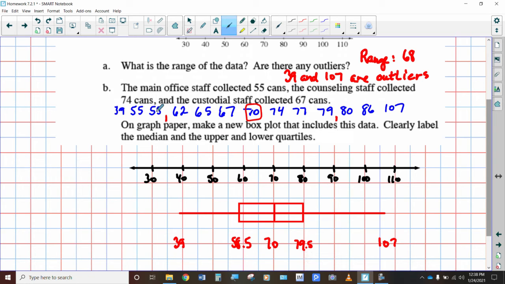All the numbers below the median, and now you've got an even number of numbers here, so you've got to take the halfway point or the average of those two numbers, which is 58.5, and then you take those two in the middle, so you take the halfway point between those two numbers, and it's 79.5. So this is the new box plot when you include these three extra stashes of cans.